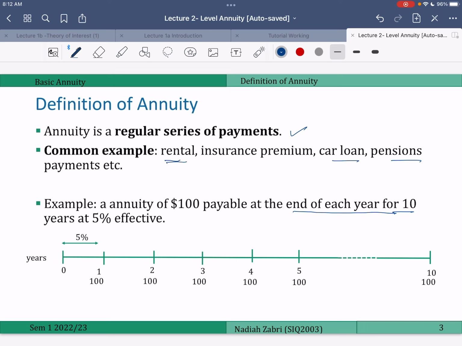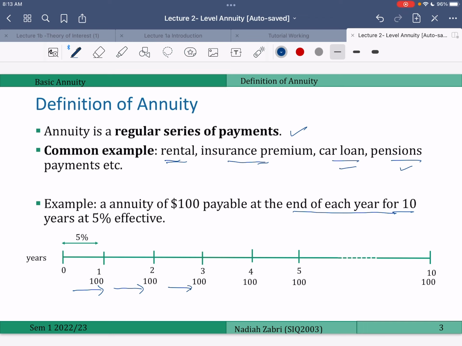So basically rental is usually a monthly series of payments, right? And insurance premium, that is usually also monthly or annually. Car loan, monthly. Pensions, maybe annually or monthly. So you get the idea. It's a regular series of payments with a set pattern, and the payment interval is fixed.